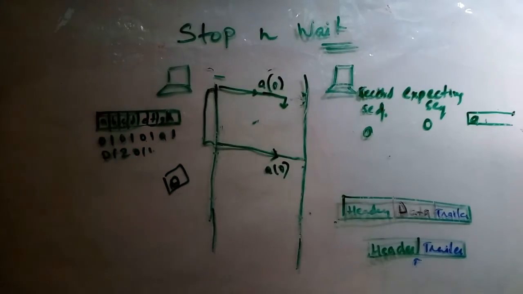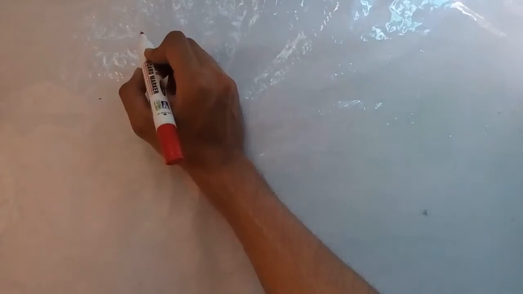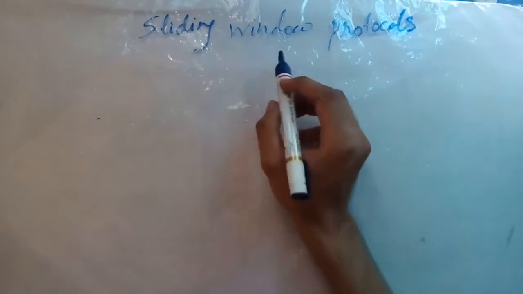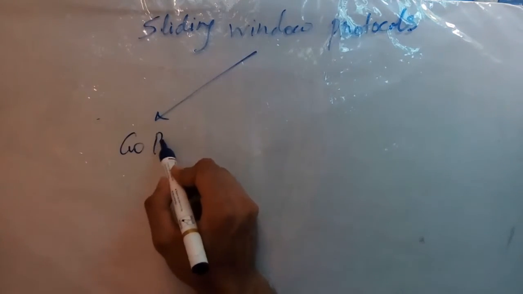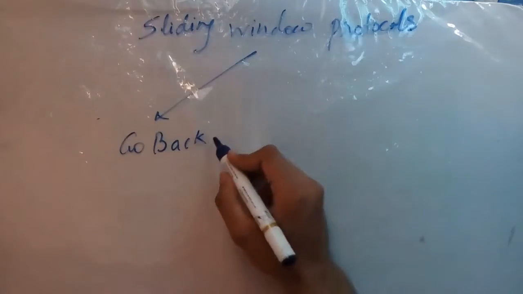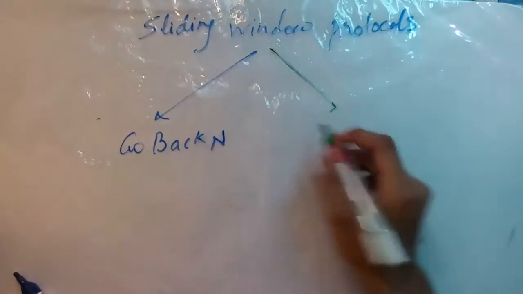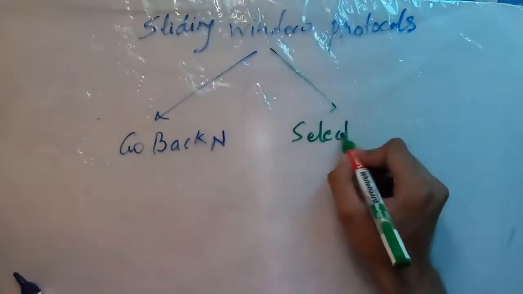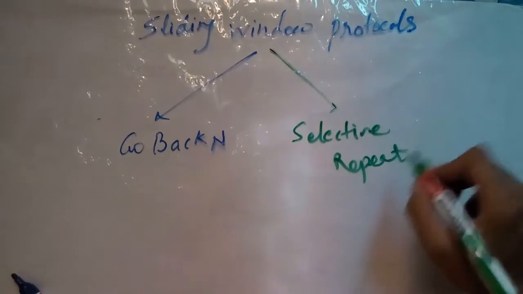Okay. Next, I am going to discuss the sliding window protocols. The two sliding window protocols that we will discuss are go back N and selective repeat. Okay, first we will discuss the go back N sliding window protocol.